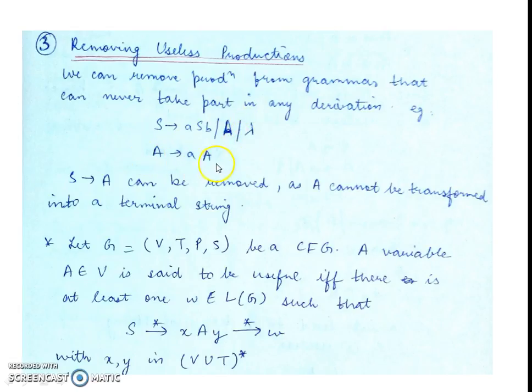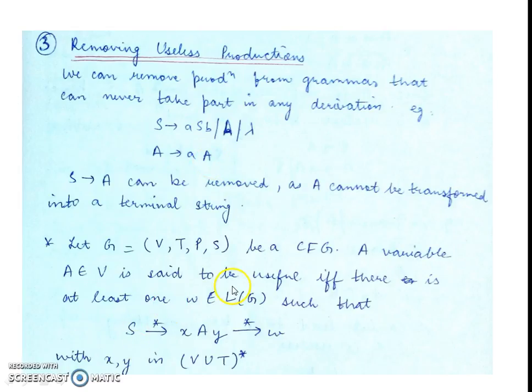A implies AA. Now see this production rule, A implies AA. Here there is no terminal, so AA will go on repeatedly, substituting with AA. Finally, it will not have any terminal string. So when A cannot generate a terminal string, the production S implies A can be removed because here A is useless. A variable is useless because it does not generate any terminal string.